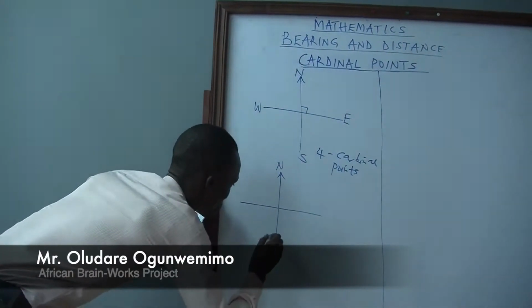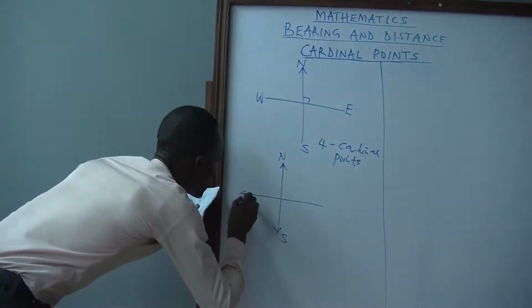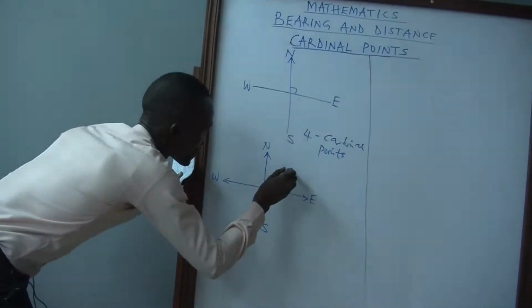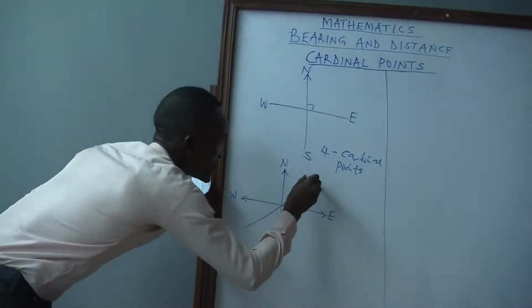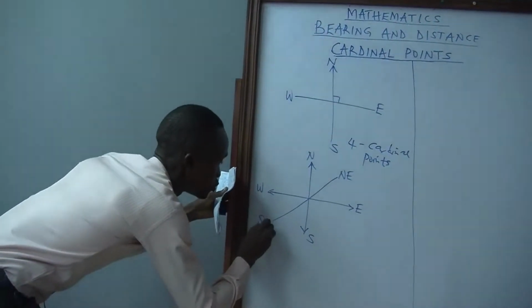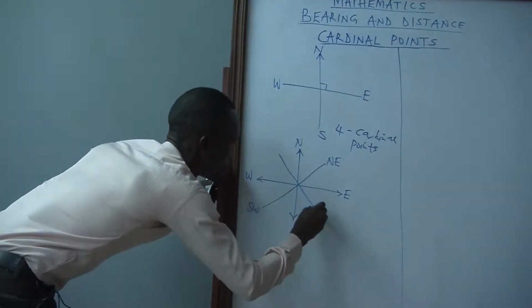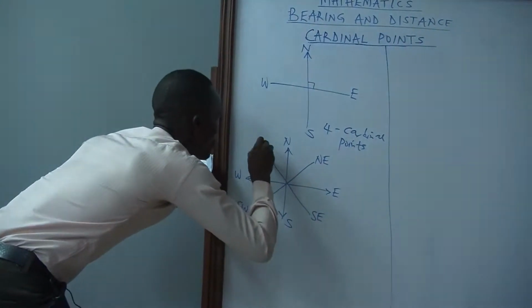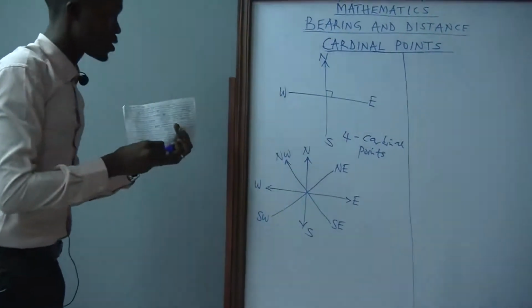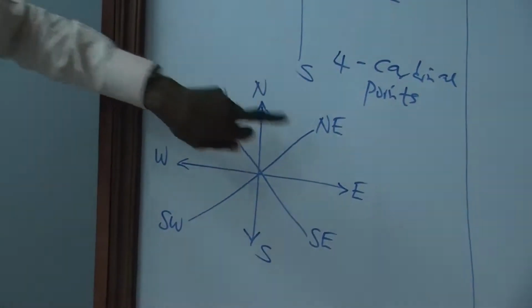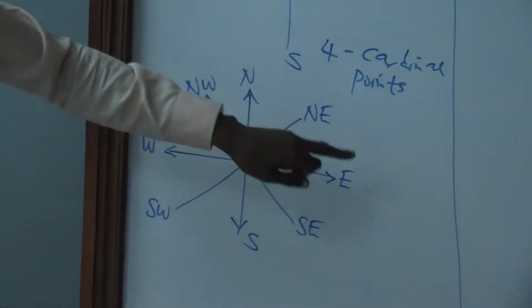This is still our north pole, south, this is west, and this is the east. So bring out something from here, and this one will be northeast, while this one will be southwest. This one too, we have southeast, and this one we have northwest. So if you look at this one, we obtain northeast by breaking north and east into 2.